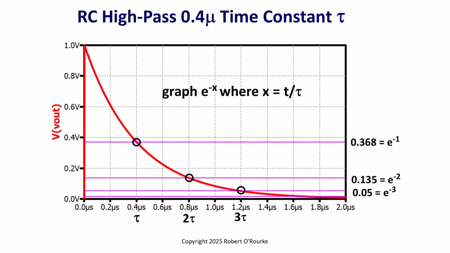More generally, a decaying exponential function is e to the minus x. Here, the exponent x is the quotient of time t divided by the time constant tau, which is 0.4 microseconds for 20 ohms resistance and 20 nanofarads capacitance. Note the horizontal axis markings for tau, 2 tau and 3 tau.